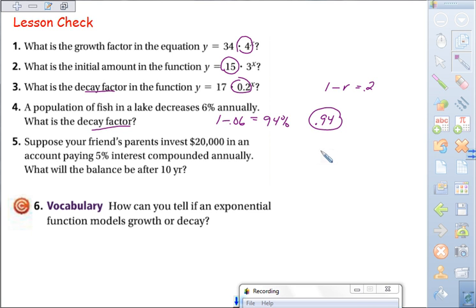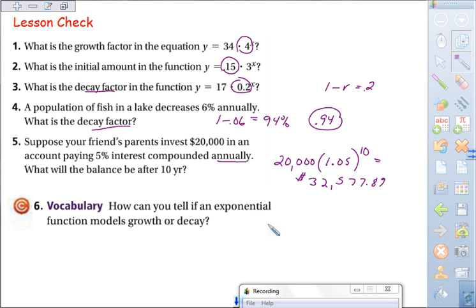Number 5, suppose your friend's parents invest $20,000 in an account paying 5% interest compounded annually. What will the balance be after 10 years? We like it when it says annually because our problem is a lot easier. So $20,000, 1 plus 0.05, so 1.05, and we're compounding for 10 years. So I'll just tell you the answer to that, $32,577.89. So we made about $12,000 bucks.